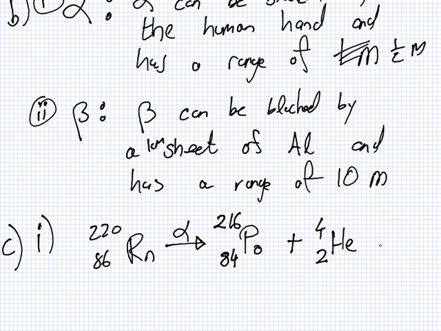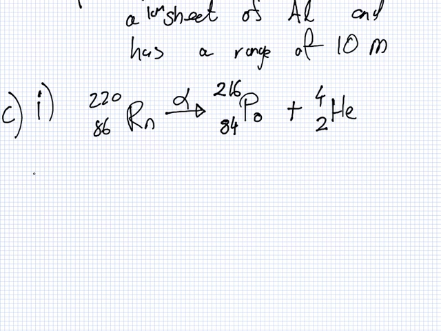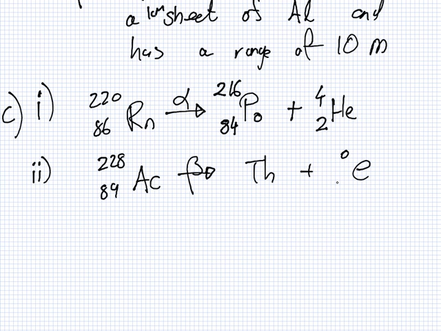Okay, second one. Actinium 228, 89, beta decay to thorium plus question mark. Well, beta decay, so 0, -1. So this one is 228 and this one here is 90. 3 more marks. So that's 12 marks so far.